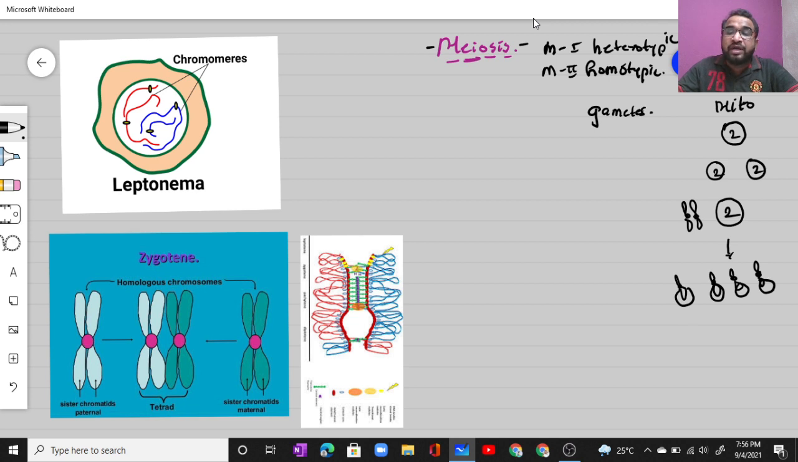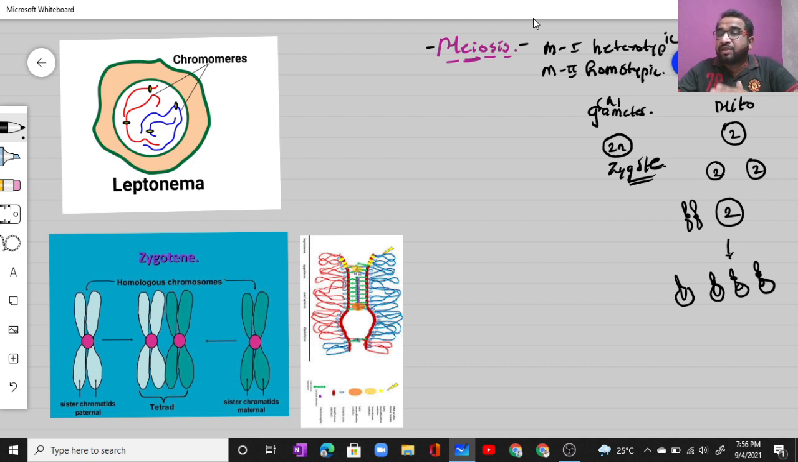gametes. Gametes are basically the sex cells, which are very important during sexual reproduction, because the male gametes and the female gametes have to fuse. Fertilization takes place, and after the fusion the zygote is formed, which is again diploid in nature. Diploid means it has pairs of chromosomes, but a gamete has only a set of chromosomes. So gametes are always haploid in nature, and the zygote formed after fertilization is diploid.